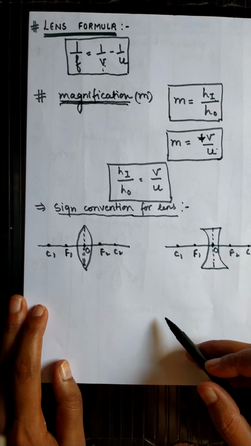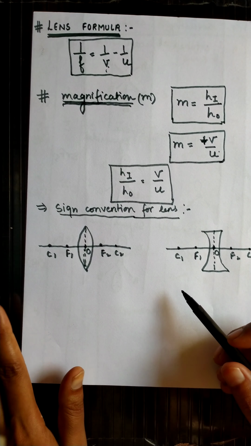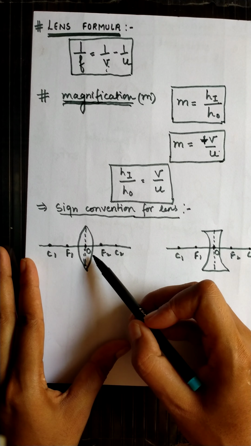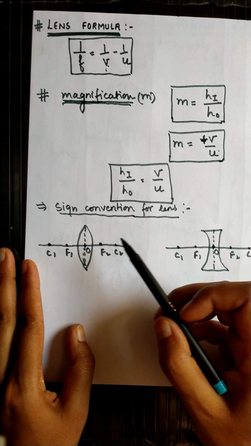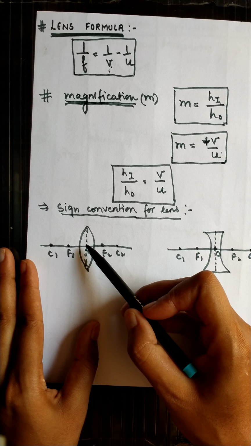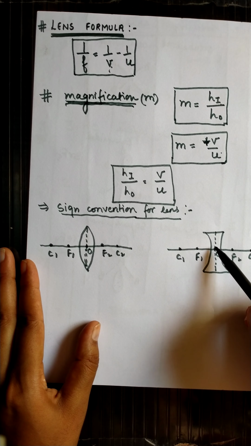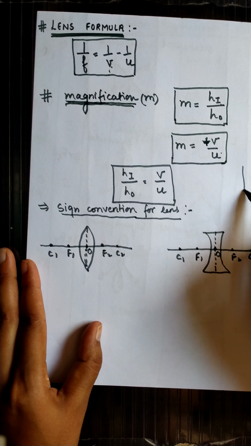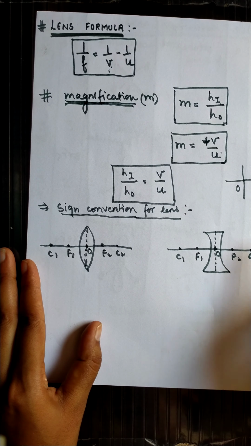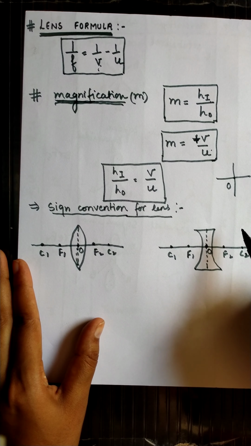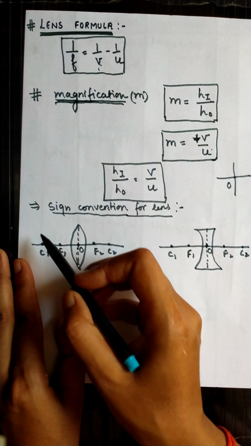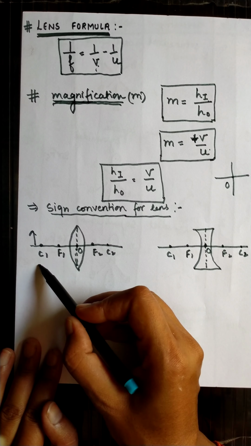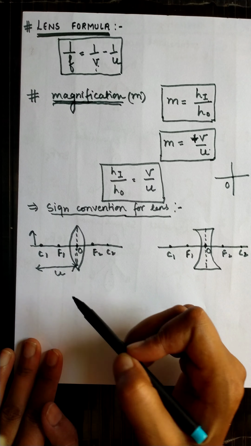So now let's go for the sign convention. Students, just like in the mirror we measure all the distances from the pole, in case of lenses we will measure all the distances from the optical center. Just as in a graph we have an origin, here the optical center acts as the origin to measure all the distances. If we put the object over here, the distance of the object from the optical center will be u.